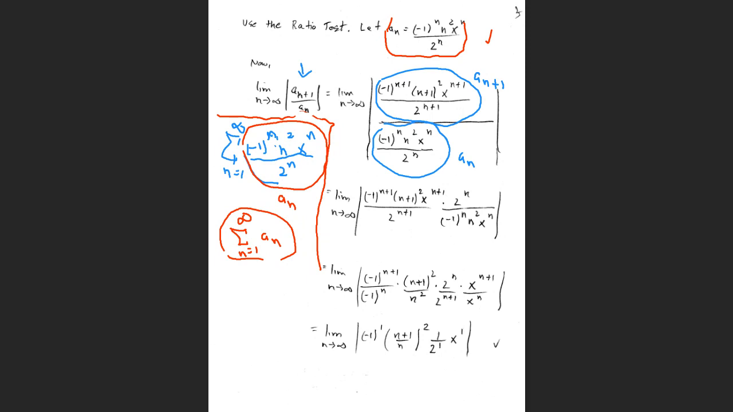We're taking the absolute value of that ratio, and a fraction divided by a fraction is a fraction multiplied by its reciprocal. And that gets us down to here. Okay, let me give you a moment to catch up here.